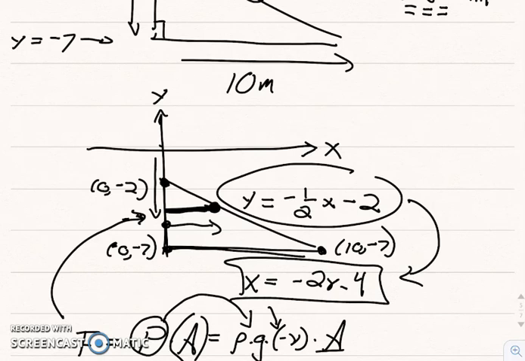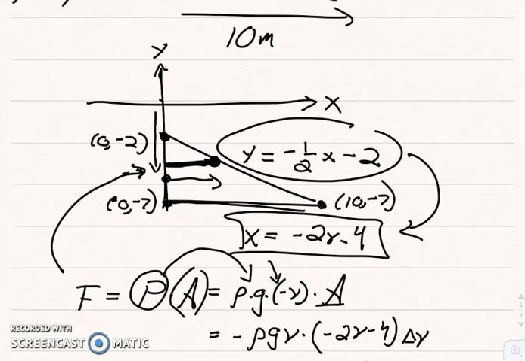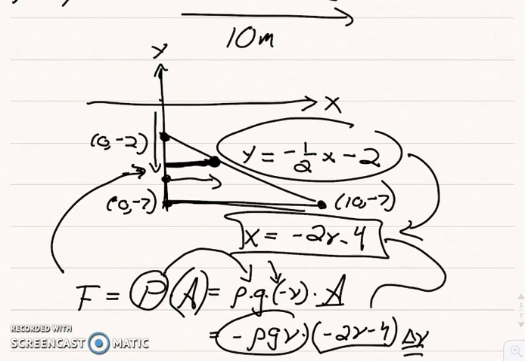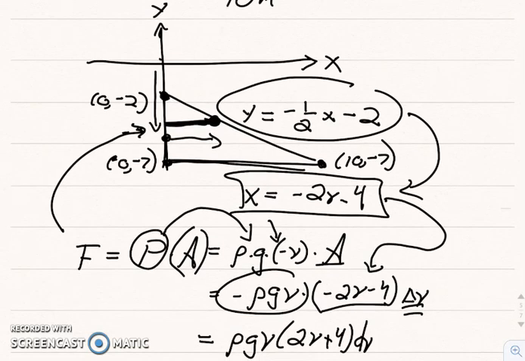We've left it a variable right here. We can fix that right here. The pressure, I've moved the negative sign, is this first term right here. Here's the area. The plate has height delta y and length negative 2y minus 4, and that's exactly what comes from this expression for x right here. So we can multiply this stuff out and get this expression for the force, rho g y times 2y plus 4. These negative signs here and this negative sign have all canceled out.